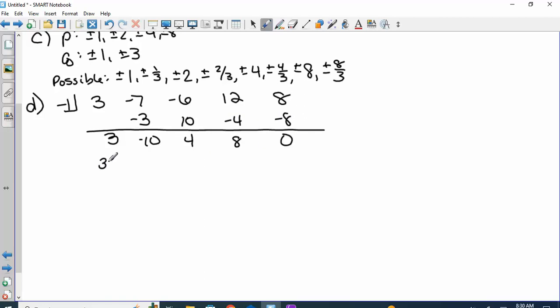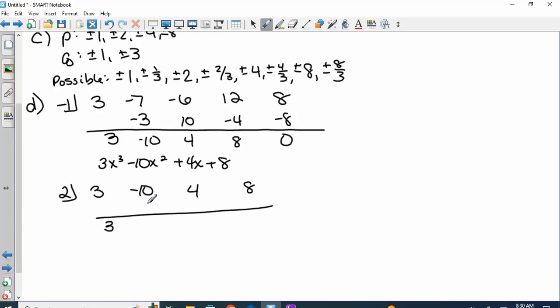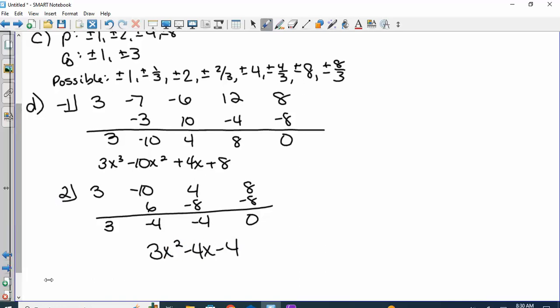Okay, at this point, you have 3x cubed minus 10x squared plus 4x plus 8. Is that something we can easily factor? No. So what do we do? Find another one that works, and we'll do synthetic division again. So 2 also works. Question: it doesn't matter which one we do first? No.